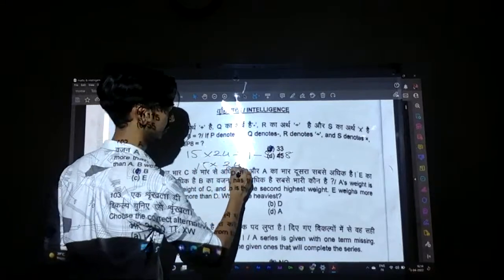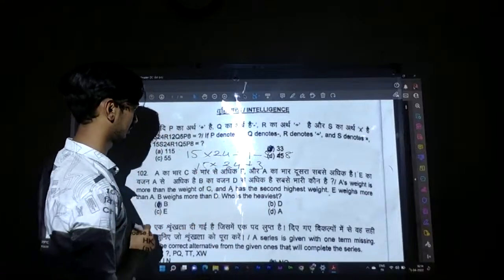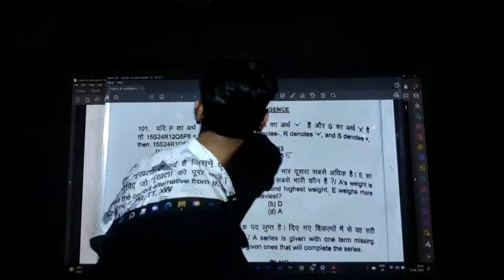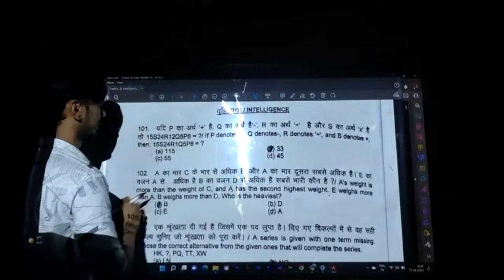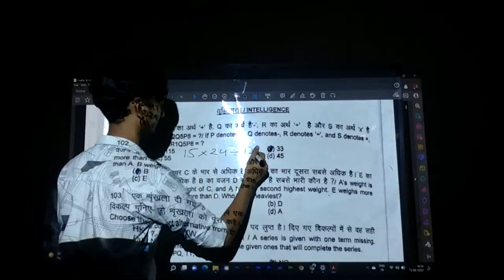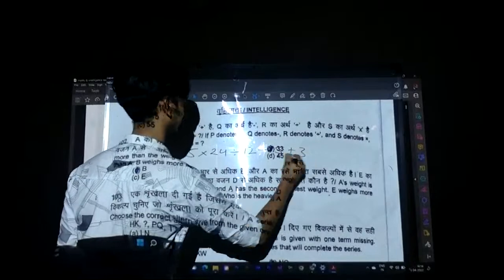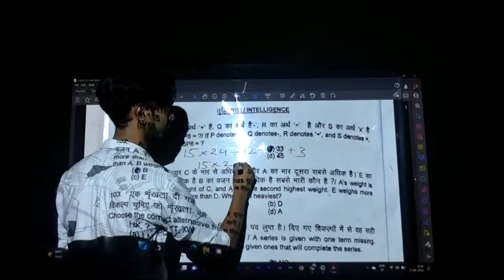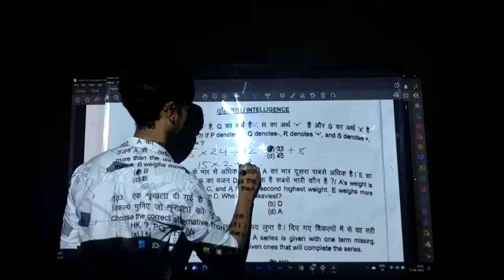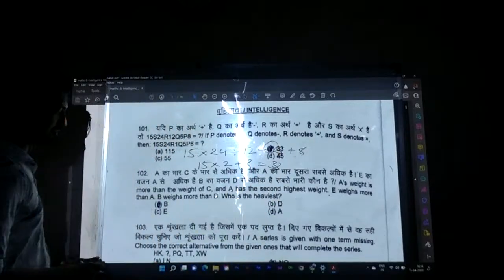15 into 24 minus plus 3. The equation will become 15 into 24 divided by 12 plus minus 5 plus 3. So this will become 15 into 2 minus plus 3. 15 times 2 is 30, 30 plus 3 is equal to 33. So the right answer will be option B.